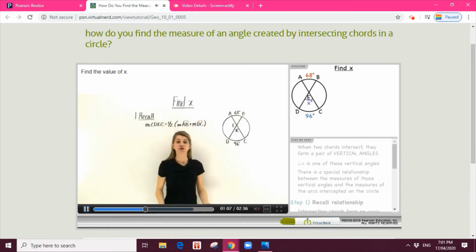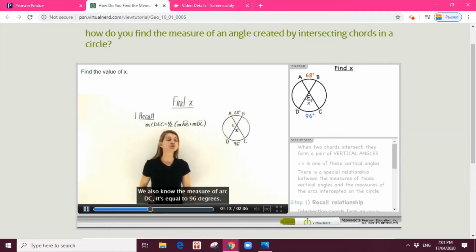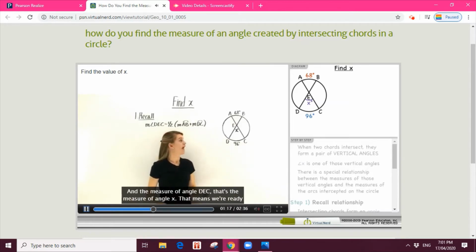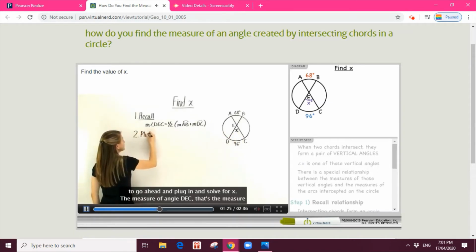Now take a look. We know the measure of arc AB. It's equal to 68 degrees. We also know the measure of arc DC. It's equal to 96 degrees. And the measure of angle DEC, well, that's the measure of angle X. That means we're ready to go ahead and plug in and solve for X.